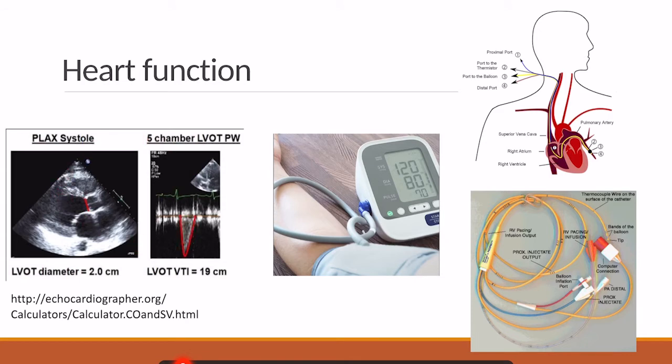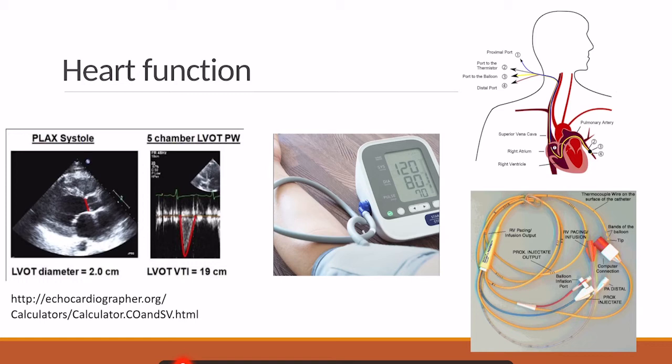But there are much more sophisticated methods of measuring cardiac output. If you've ever seen pictures of patients in intensive care, you'll see them with lines in their neck. One of those types of lines is a very special line that you see here.